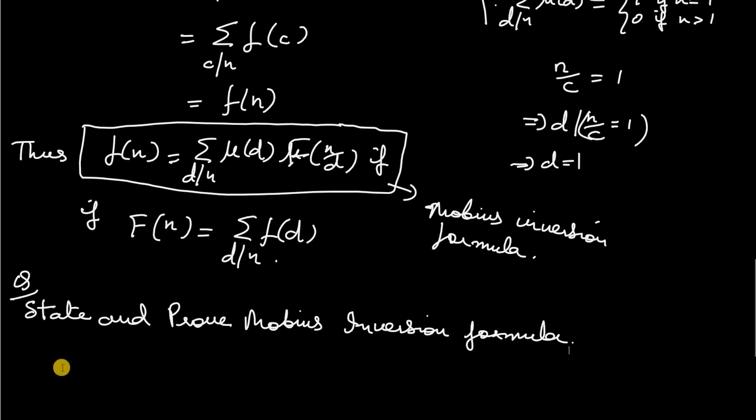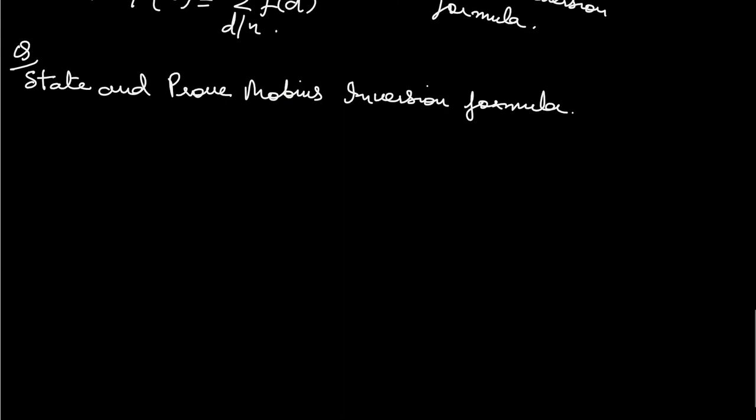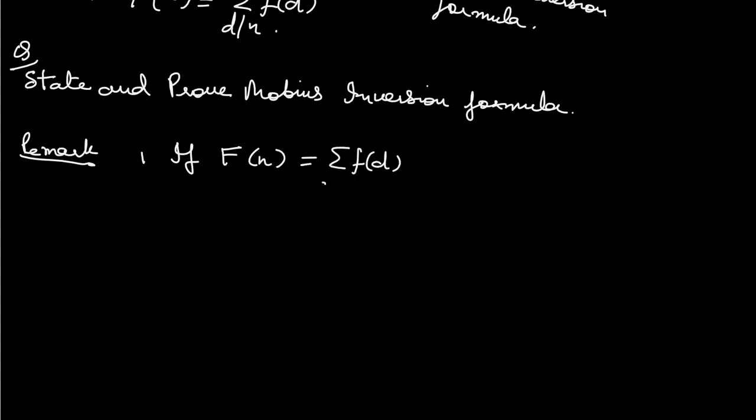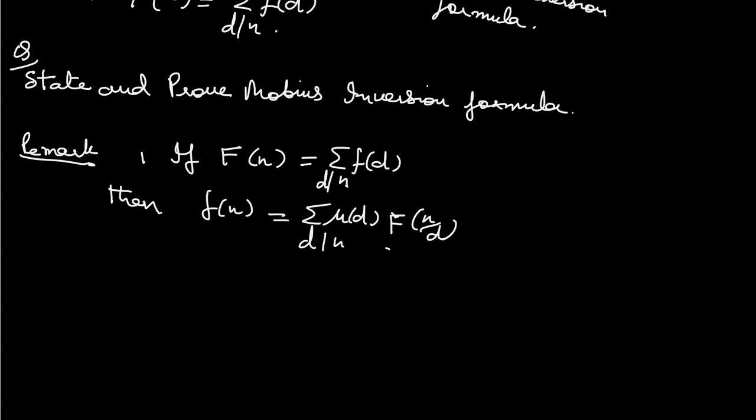But let me just give a remark below this. As a remark, number 1. Let me write it first. If capital Fn is related by the summation of f of d, where d runs over the divisors of n, this is the Mobius inversion, then f of n will be equal to the summation of mu of d into capital F of n upon d, where d runs over the divisors of n. So this is the result we obtain from the Mobius inversion.